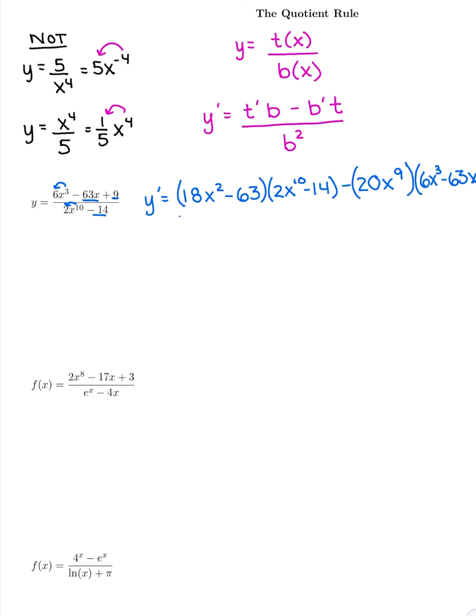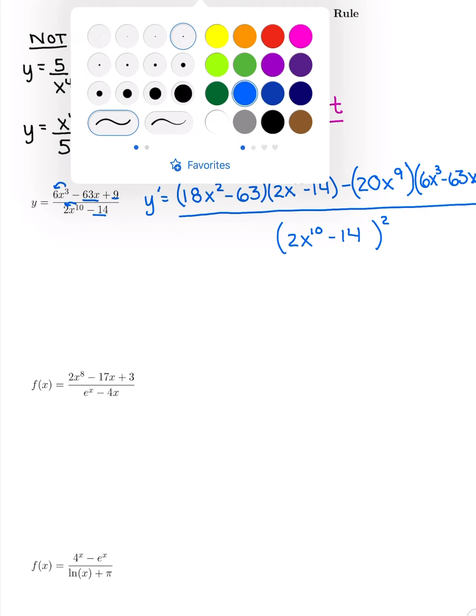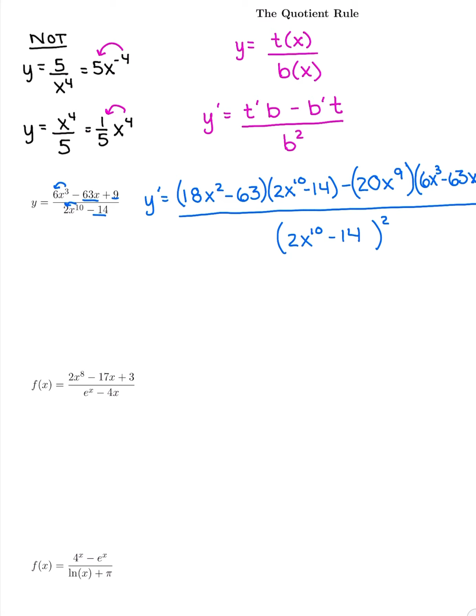So there's the derivative of the top, the original bottom, minus the derivative of the bottom times the original top, and then it's all over the original bottom squared. So 2x to the 10th minus 14 gets squared. We can apply that rule to the one below that as well.